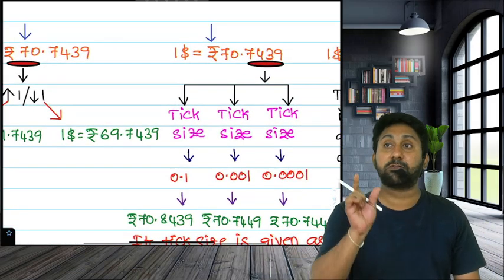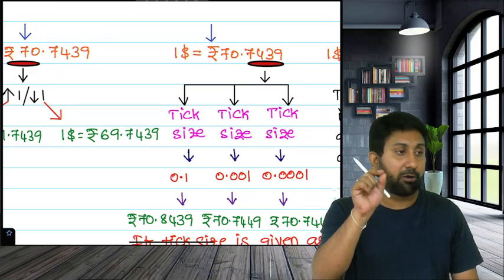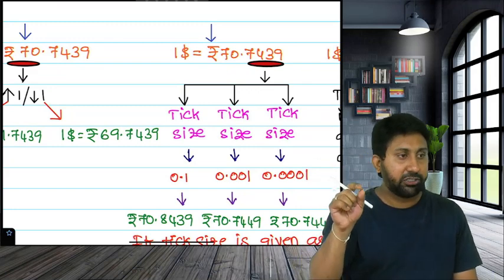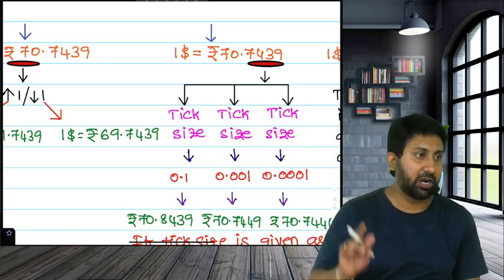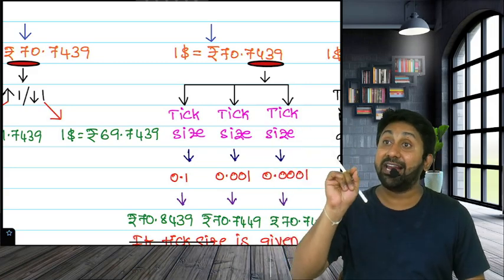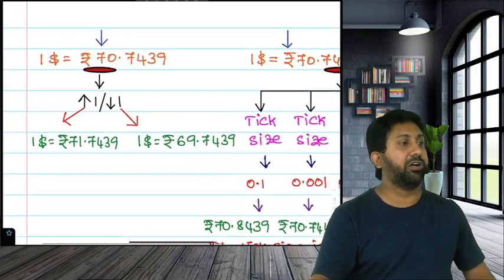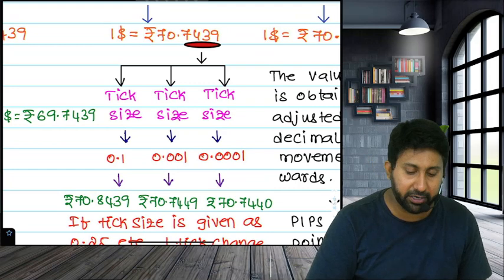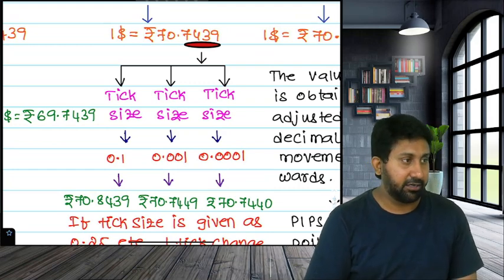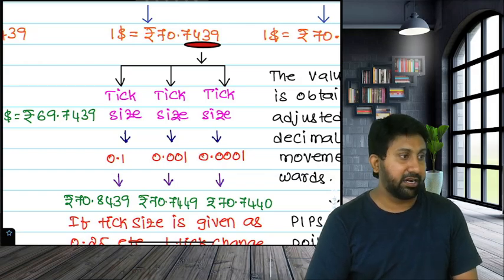When they give swap points, they will give like 0.00, or 14-15. Those are all ticks adjustments only. If he clearly says exchange point change, then you need to change the direct amount. So $1 equal to 70.7439. Tick size can be 0.1, 0.001, 0.0001, like that he can give.